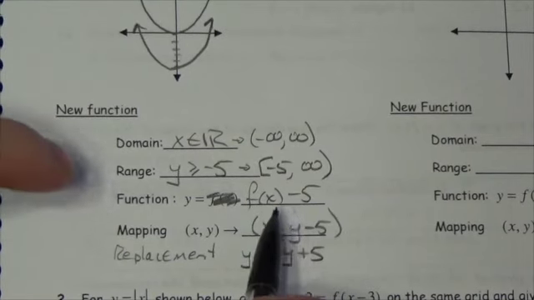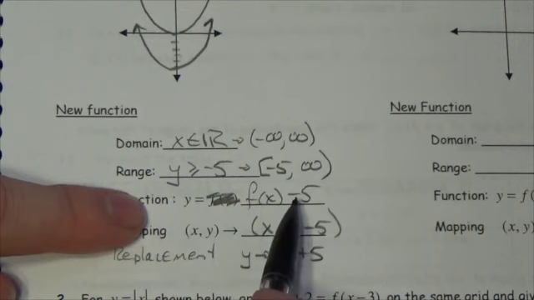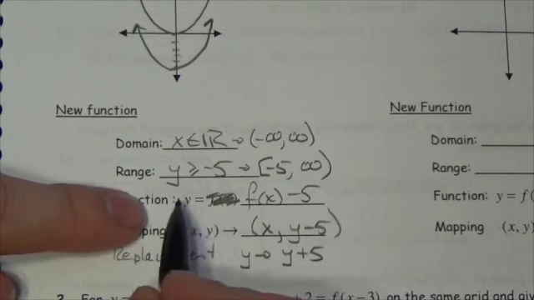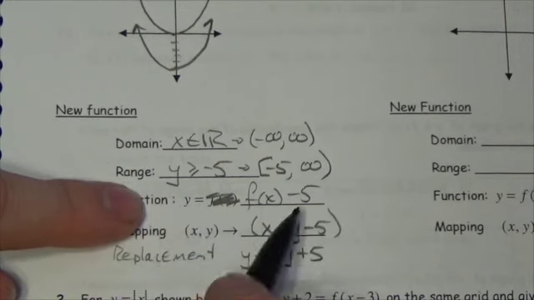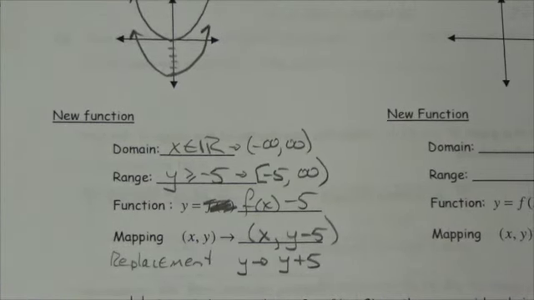Okay? Because, again, notice that the function here, the y has already been isolated. The 5 has been moved over. So I must have replaced y with y plus 5 and then subtracted it to bring it over. Okay? And that's what this question is asking us to do.